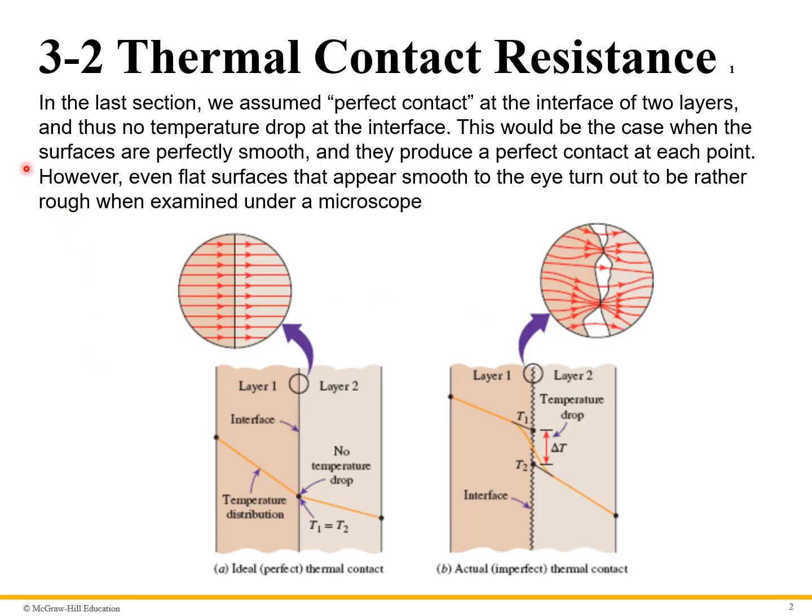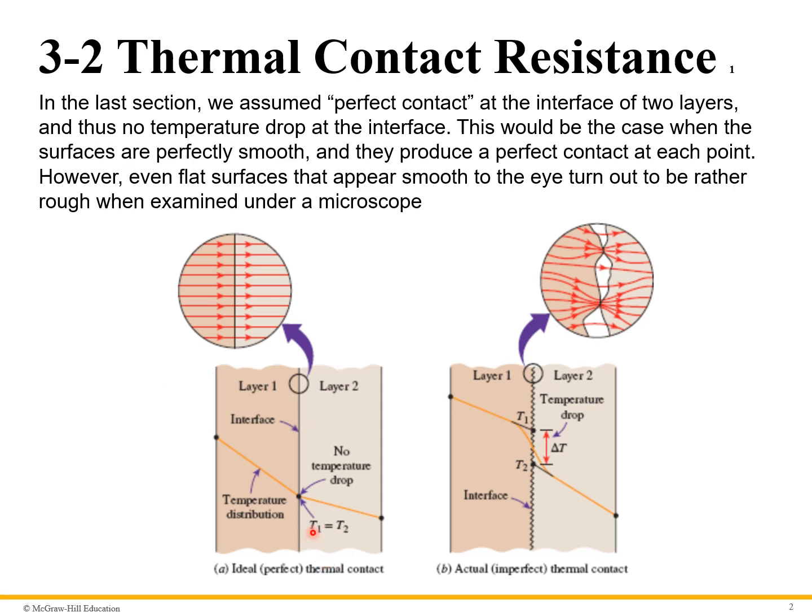So in the last section, we assumed perfect contact and interface between two layers. Thus, no temperature drop occurred at the interface. This will be the case when the surfaces are perfectly smooth and produce perfect contact at each point. However, that's really not realistic. Even flat surfaces that appear smooth to the eye turn out to be rough when examined under a microscope.